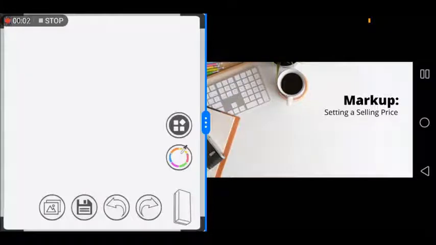Good morning, everyone. So today we will be talking about markup. Okay, and markup helps us in setting a selling price.